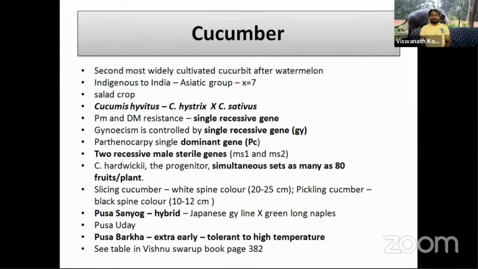And Pusa Barkha is a recently released variety. It is an extra early type. It is tolerant to high temperature. You can see in Vishnu Swarup's book, Vegetable Crops in India, a table where they have given the characters of some important varieties.